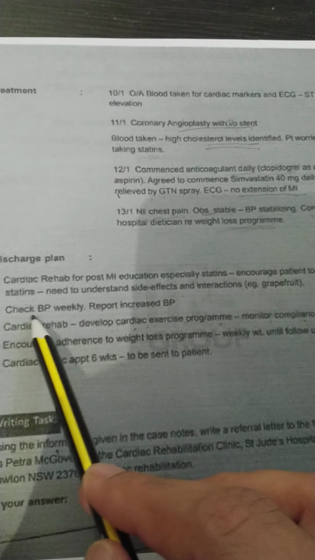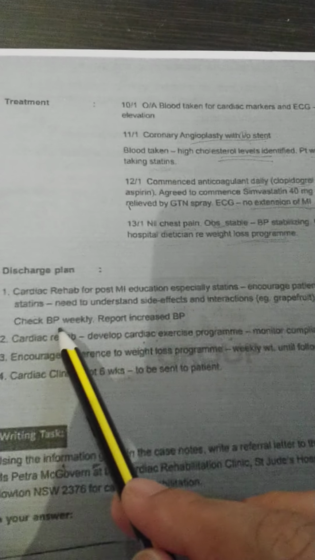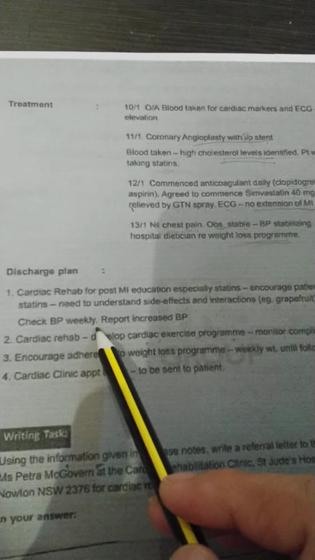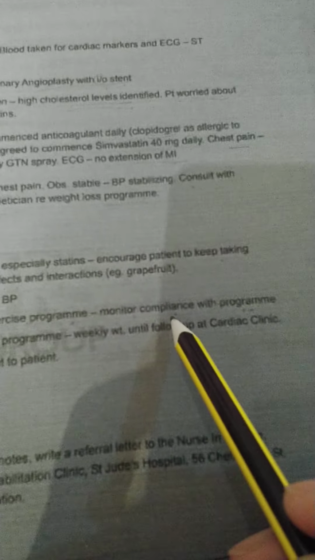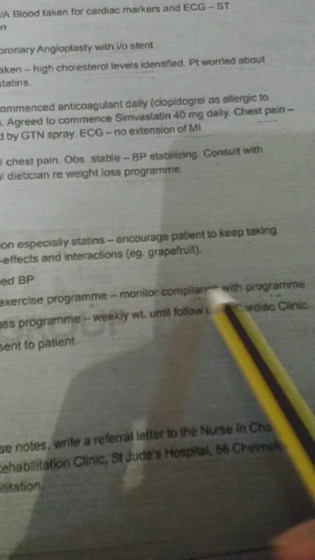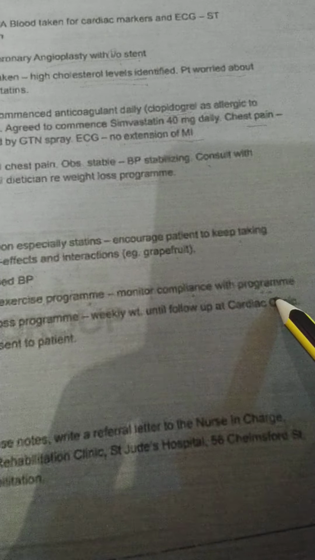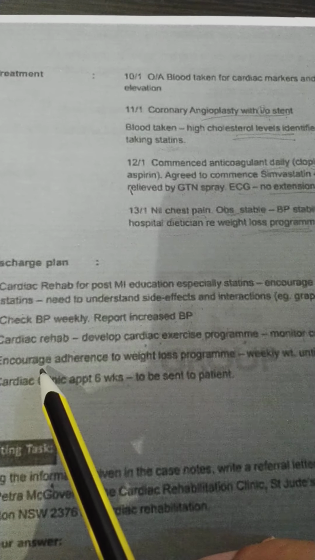Then check the BP weekly and report increased BP. If it's hypertensive, there is a high chance of cardiac problems, so we have to control the BP. Then cardiac rehab: develop a cardiac exercise program and monitor compliance with the program, because it was already mentioned that he is not compliant with the exercise program. He is reluctant to do the exercise.